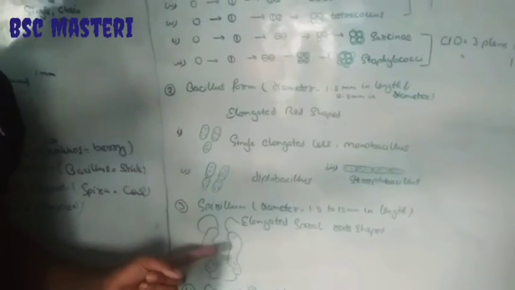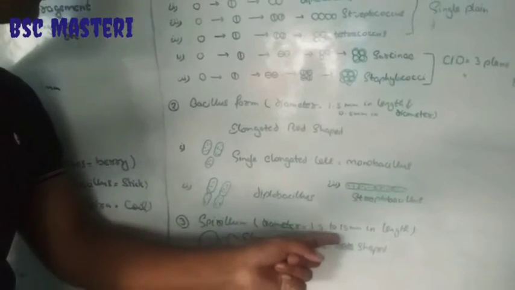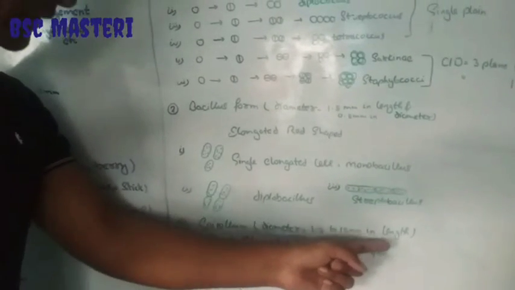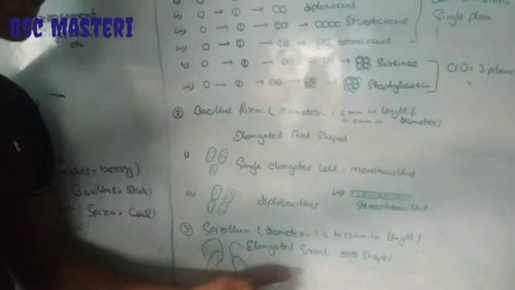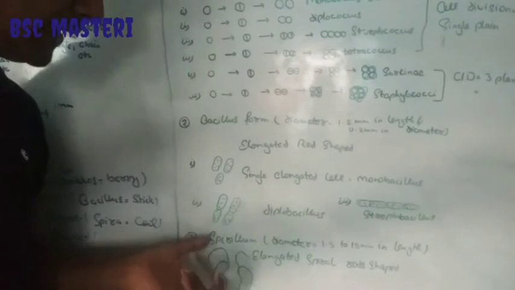Third type of bacteria is the Spirillum bacteria. In Spirillum bacteria, the diameter is between 1.5 and 15 micrometer in length. These are elongated spiral rod-shaped bacteria. They look like that, and most of these bacteria are motile.